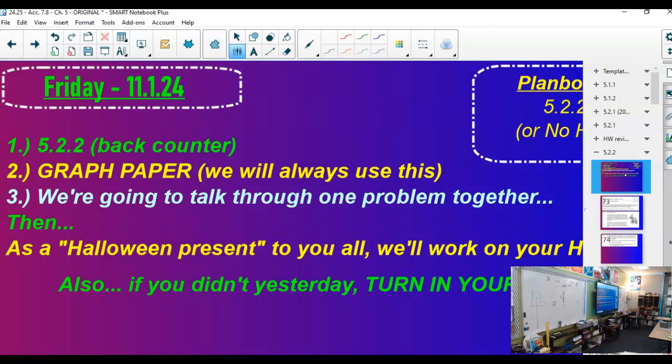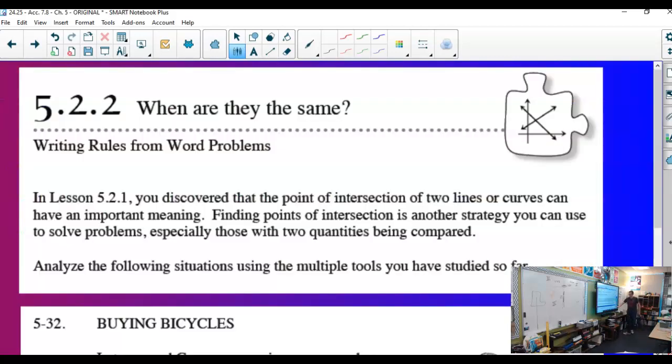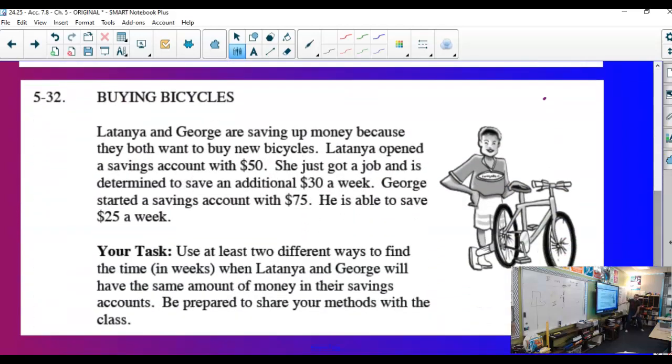Anyone want to read? Because you're probably tired of hearing my voice. Kale, you want to read? No. You're going to read about Latanya and George. Oh, yay. All right, let's all listen to Kale, please.